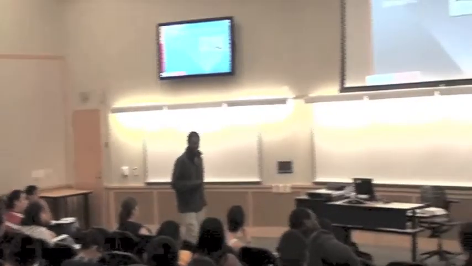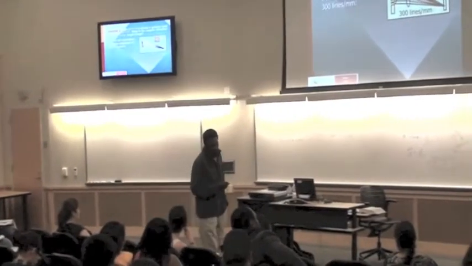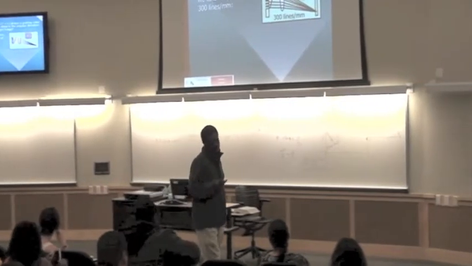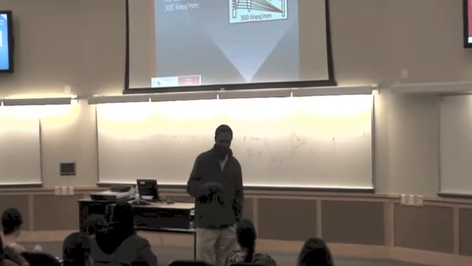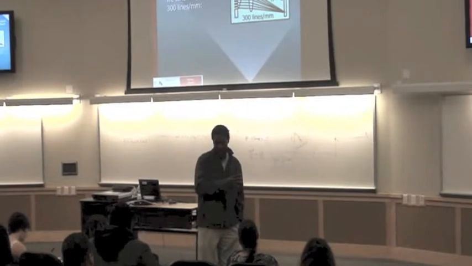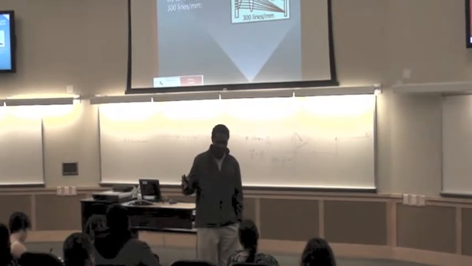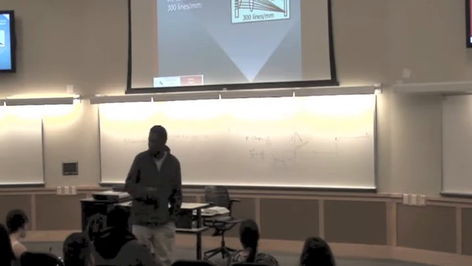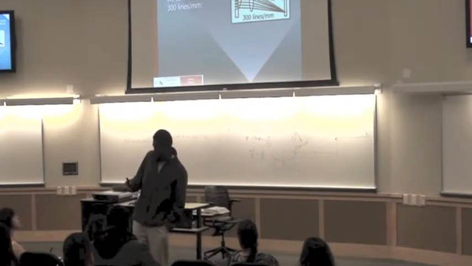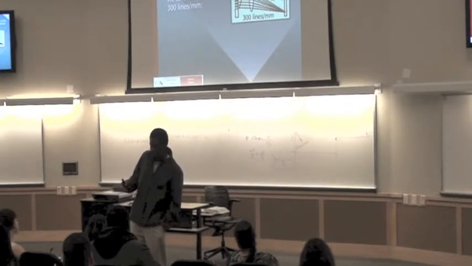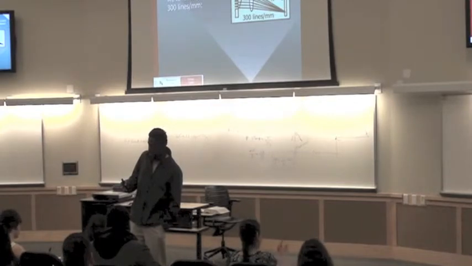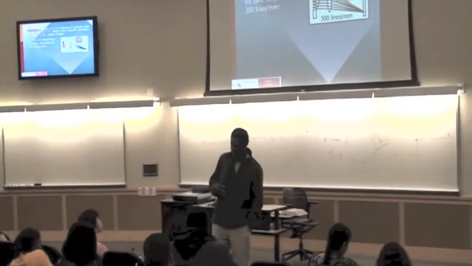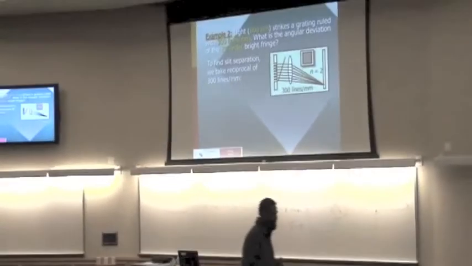But the visible light is about 450 to about 700 nanometers, where blue light is about 450. So blue light is high energy and red light is low energy. The red light is about 700. Okay, you need to know that for your exam. I just gave it to you. So about 450 to about 700.